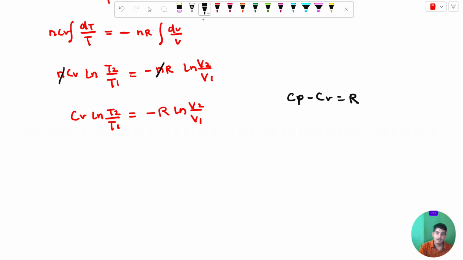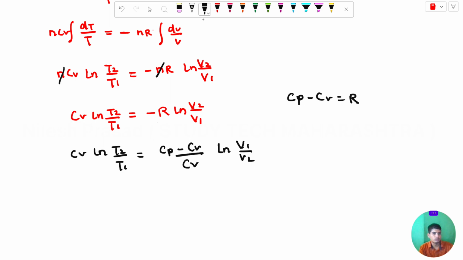Okay, in the place of R, can we write down the value of Cp minus Cv? I can also write down, in the place of R, Cv ln t2 upon t1 is equal to, in the place of R, the value of Cp minus Cv. So simply Cp minus Cv divided by Cv, ln v1 upon v2, because if we interchange the value to v2 upon v1, the negative sign will be removed.